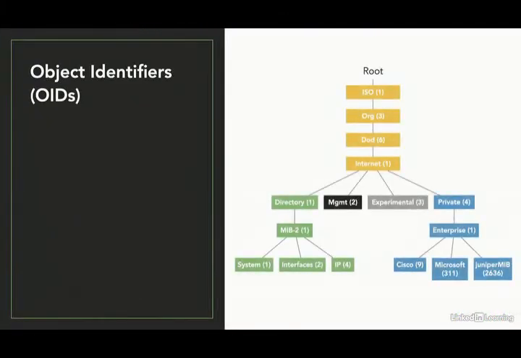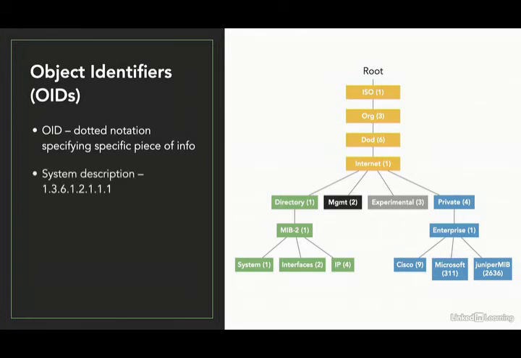Whenever an SNMP agent is going to be polled, the information is retrieved by asking for specific object identifiers, or OIDs. OIDs are long streams of numbers in dotted notation. For example, the OID for system description is 1.3.6.1.2.1.1.1. Think of this like an index.